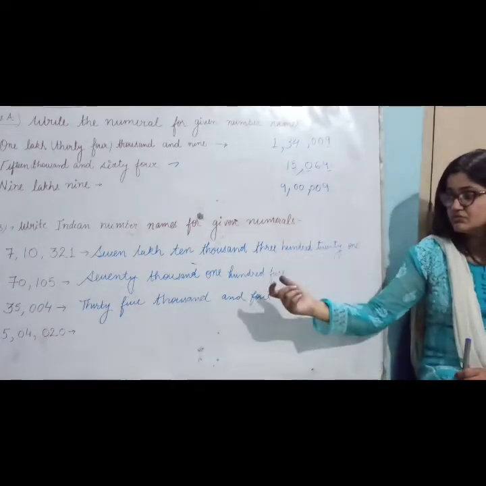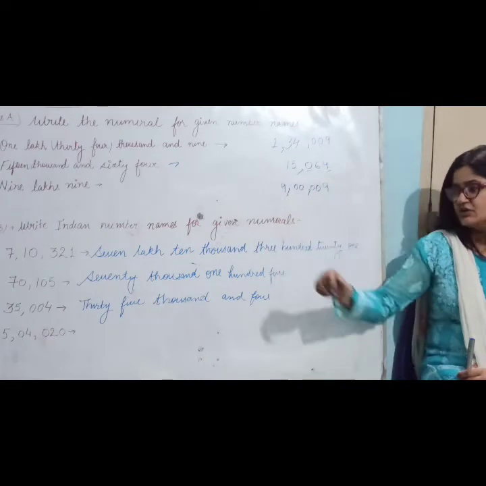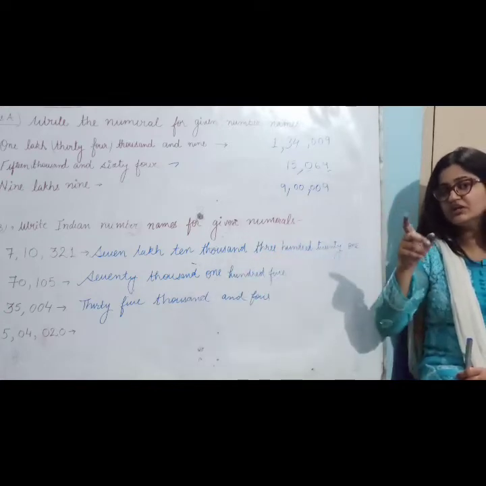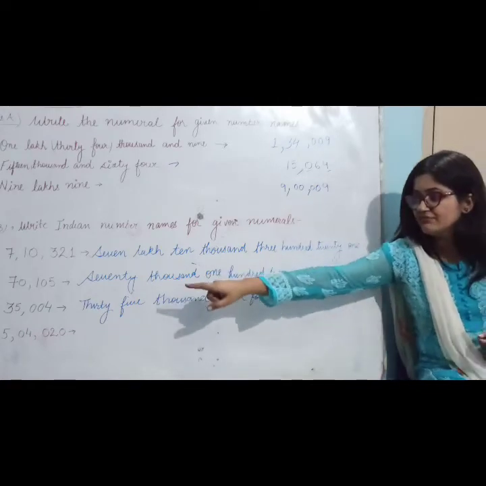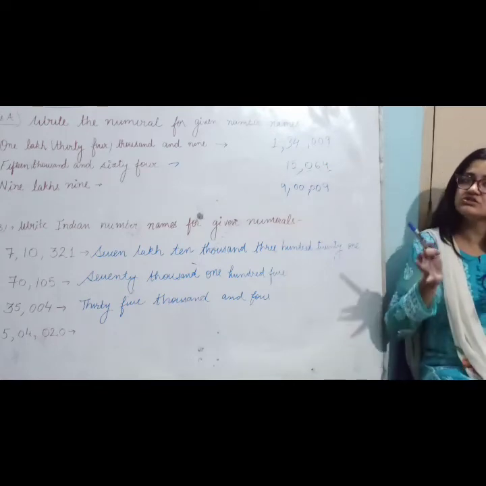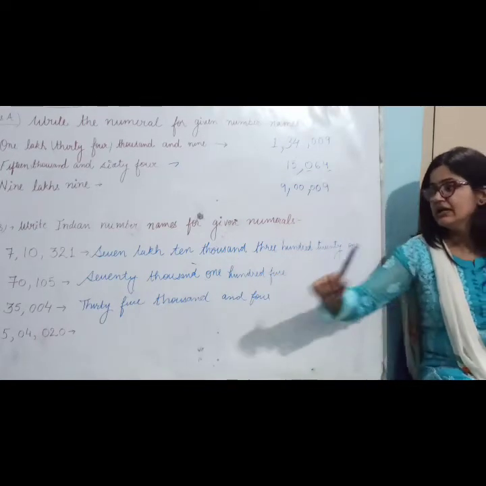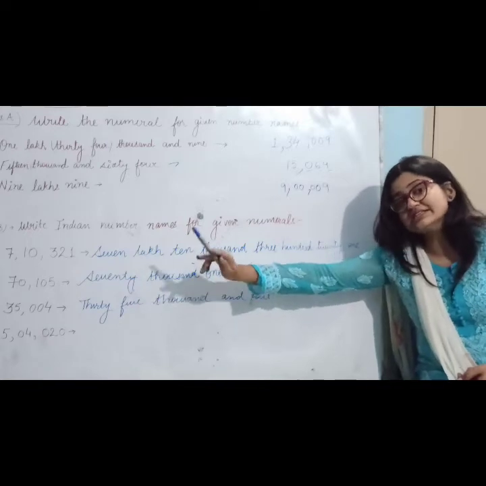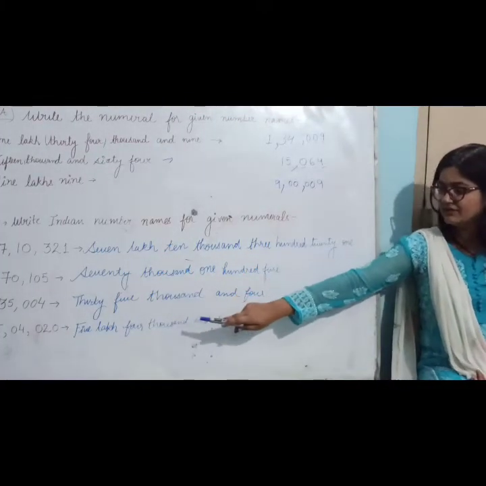Let us take one more example. 5,04,020. Now see, 020 is at the hundreds position. 04 is in the group of thousands, and 5 is in the group of lakh. So 5 lakh. Then 04 is 4 thousand. 04 is 4, it's not 40. If it would be 40, then it will be 40. And 020 is 20. So 5 lakh 4 thousand 20. So the answer is 5 lakh 4 thousand 20.